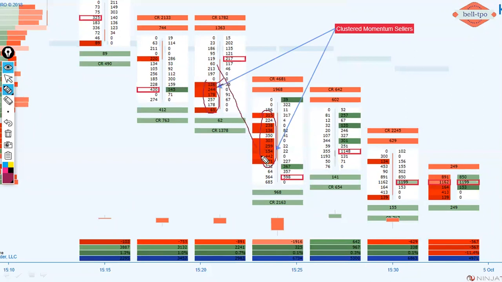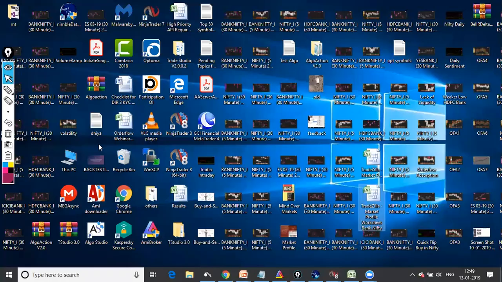When you see clustered momentum sellers, usually they are aggressively controlling the markets. Markets tend to go down, or whenever the price comes back to the aggressive selling activity, aggressive selling resumes again. Those are the places where the interested parties are in the markets. At times you might see clustered momentum sellers. As I said, whenever you spot clustered momentum sellers, it's all about where they are coming in. Maybe I'll try to show you an order flow example which I did some time back.